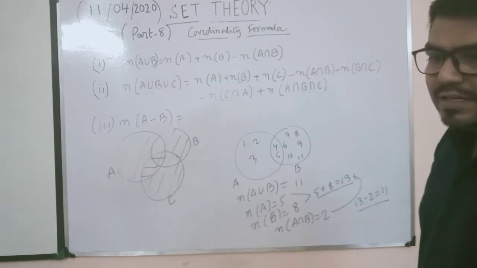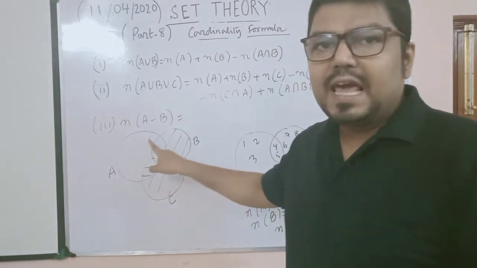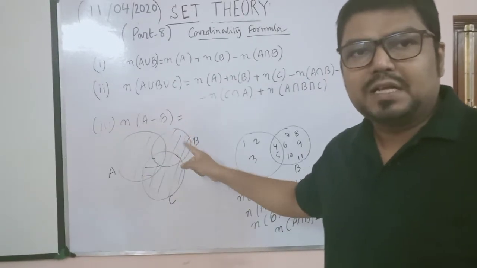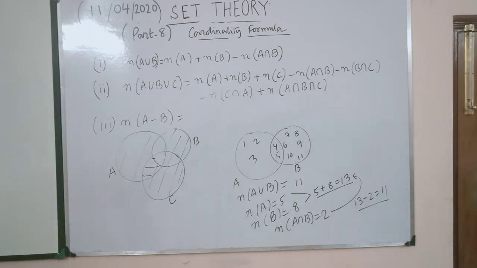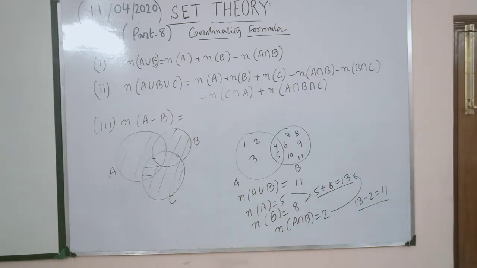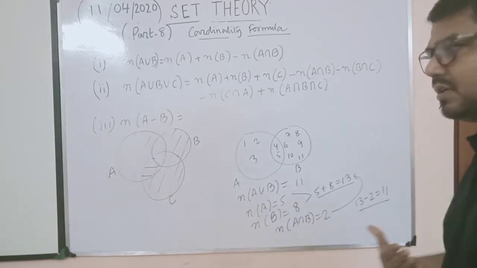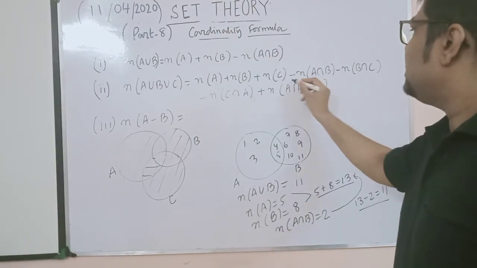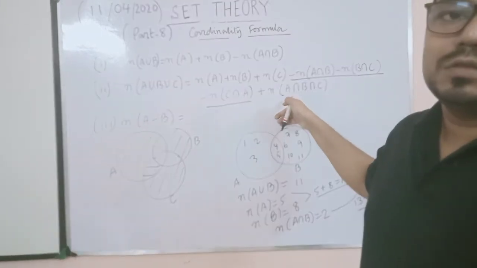Now in doing that, when we subtract these three areas, what happens to the middle area? When you take A, then plus B, then plus C, the middle part is thrice calculated. The middle part is once taken for A, once for B, and once for C as well. But when you subtract A intersection B, B intersection C, and C intersection A one by one, the middle part is also subtracted thrice. First it was added thrice, and then it got subtracted thrice. So the middle part is not at all calculated. That's why we add it once.